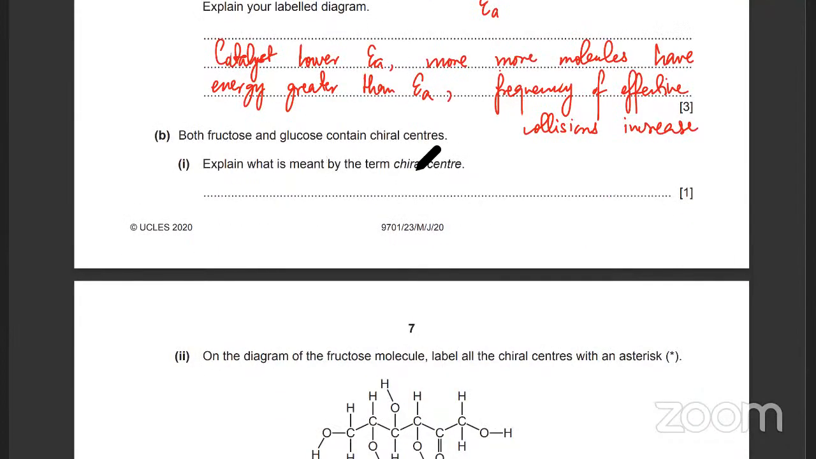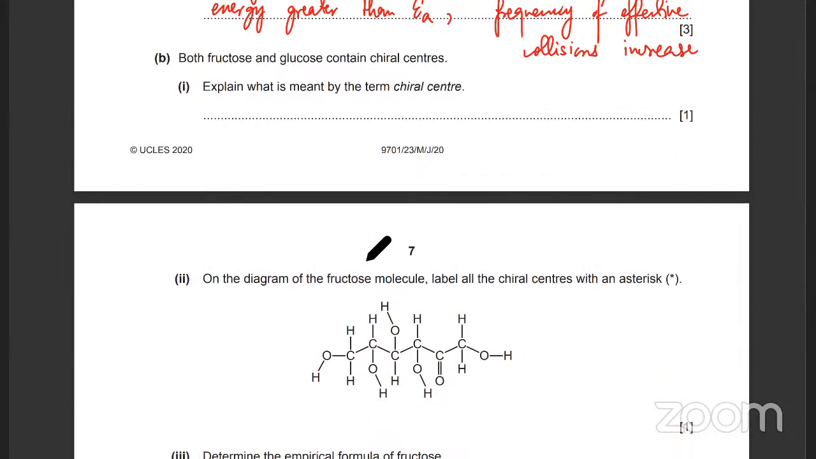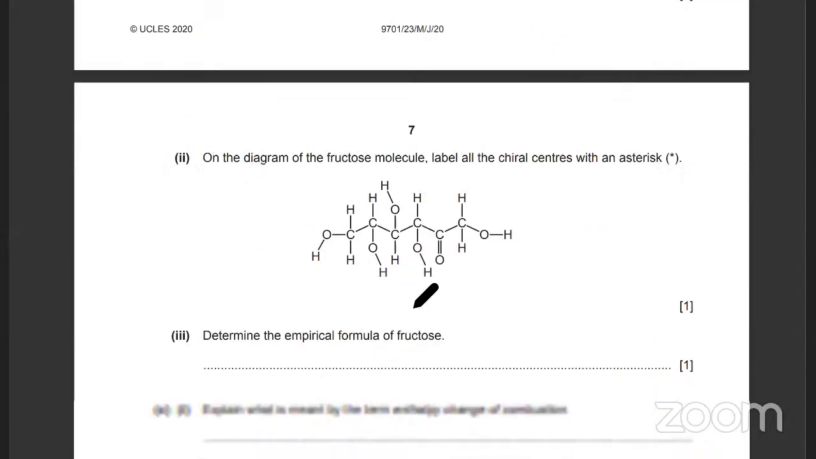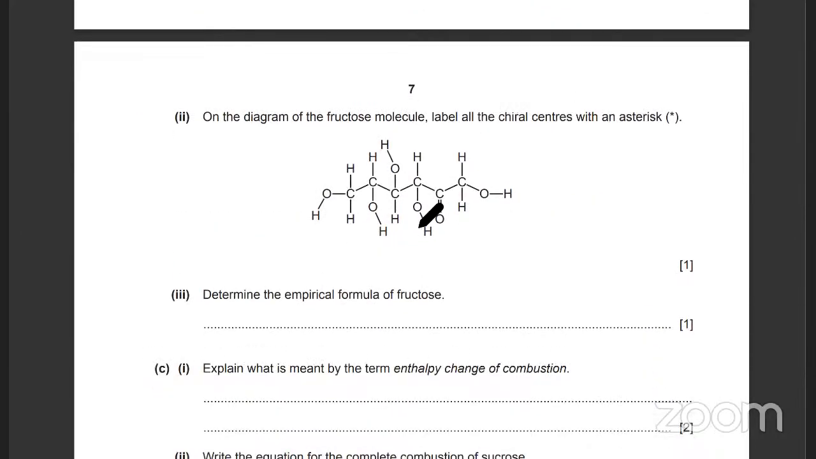Explain what is meant by the term chiral center. That's a carbon atom that is bonded to 4 different groups or atoms. On the diagram of the fructose molecule, label all the chiral centers with a star. Is this one chiral? No. But the next one is, right? Yes. And this one is also chiral, and this one too. That's it. You'll have a total of 3 chiral centers.